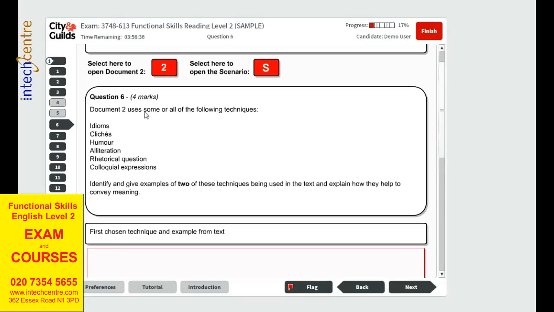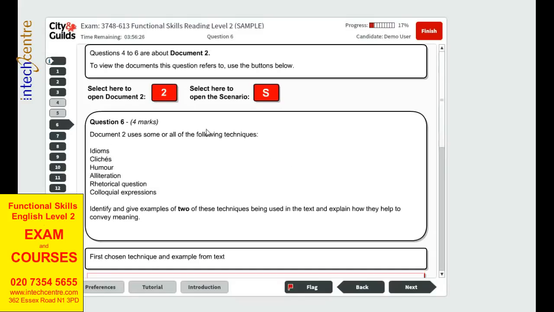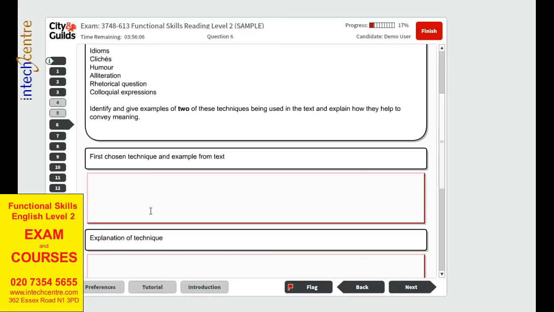So here, this is very important in the exam. Language techniques are certainly something that would definitely come up in the exam. So you must have good knowledge of these prior to sitting the exam. So do revise these, please. So document 2 uses some or all of the following techniques. So you've got idioms, cliches, humor, alliteration, rhetorical questions, and colloquial expressions. Identify and give 2 examples of these techniques being used in the text and explain how they help to convey meaning. Okay, so here you can see it's asking for the technique and example and then the explanation of the technique.